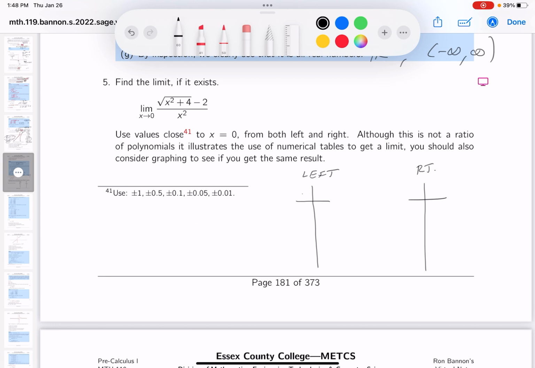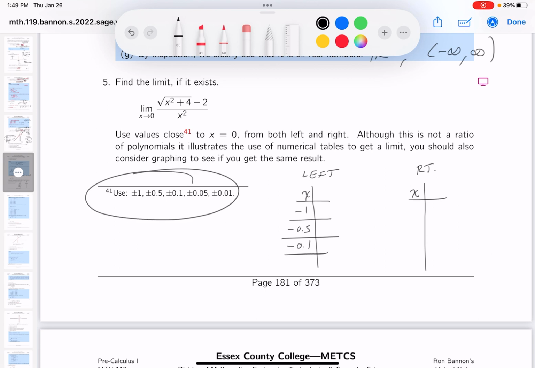All right, it's going to be x. And to the left of zero, they're recommending you choose numbers like this, like -1. Now, -1 is almost ridiculous, but it is to the left of zero. And then they said, oh, try minus 0.5. That's to the left of zero, but it's getting closer at least. The next number is minus 0.1.